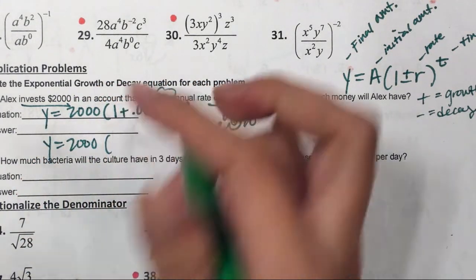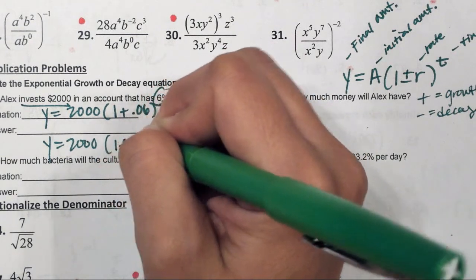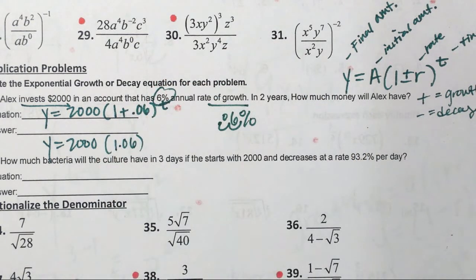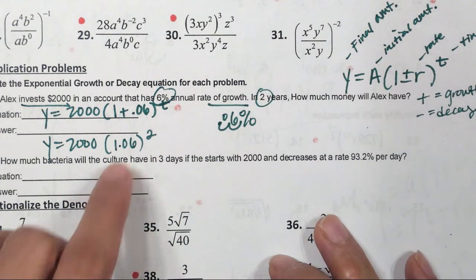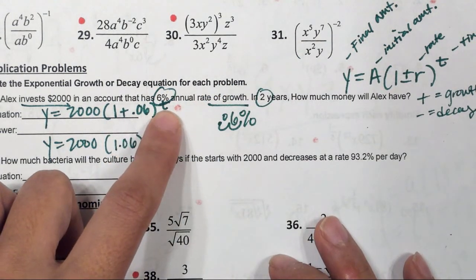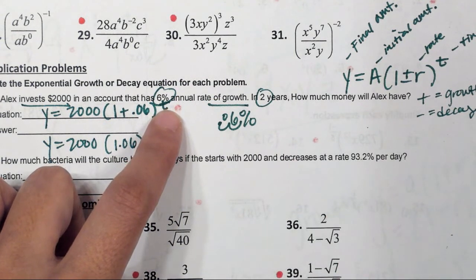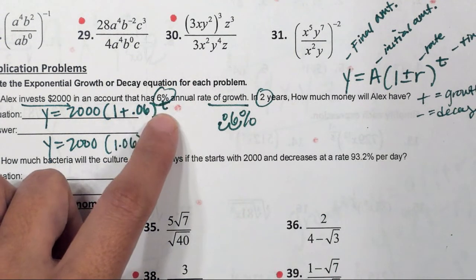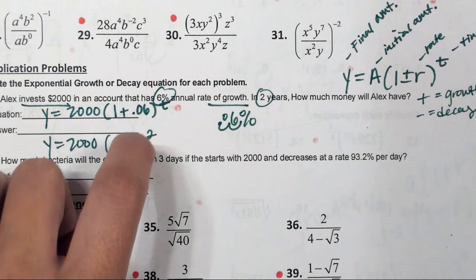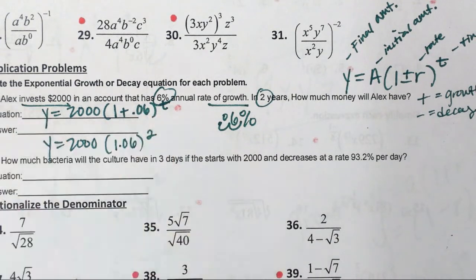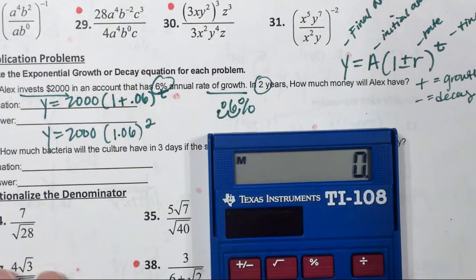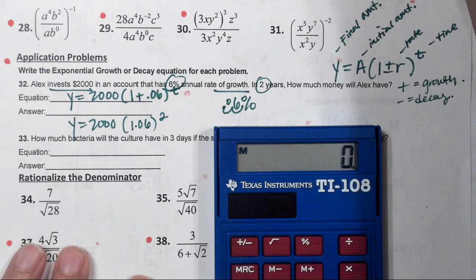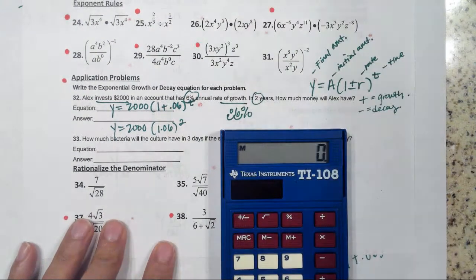Now 1 plus 0.06 is 1.06. I'm just going to smush it right then and there. And since 2 years is your time, I'm going to put the 2. In our equation, we just leave it as t, because if I asked you 3 years or 4 years, you just leave it as t. But for the answer, they want specifically 2 years, so that's why I'm plugging in 2. Like I said, you don't have a graphing calculator, so how are we going to solve this? I'm going to go to my handy dandy little smaller calculator.